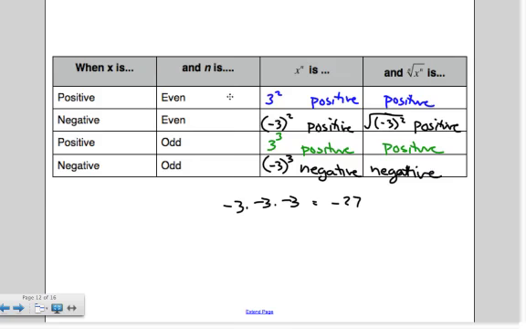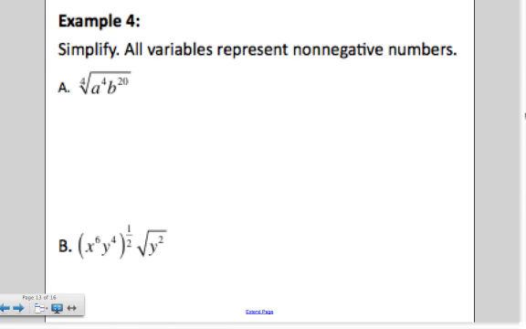Okay, so when you have even powers and even roots, you're going to get positive answers for the most part. Right now we're just talking about positives, so yeah. Here, where you've got odd powers, you can have negative roots. Okay? So let's try this. We're going to assume all of these numbers are non-negative, okay? So either 0 or positive.